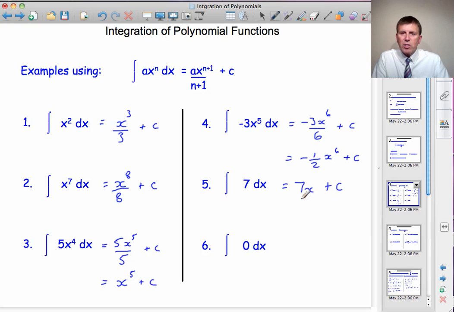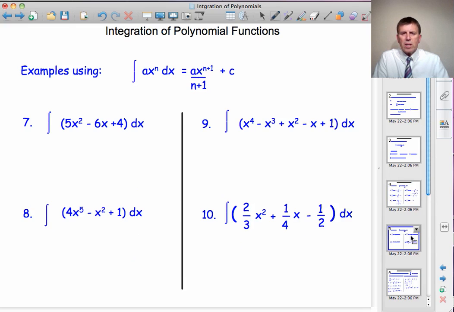Check that. If you differentiate 7x, you would get 7. If you differentiate the c, a constant, you get 0. So 7 is the differential of this here, and therefore this is the integral of 7. And finally, integrate 0, and we just get a constant.